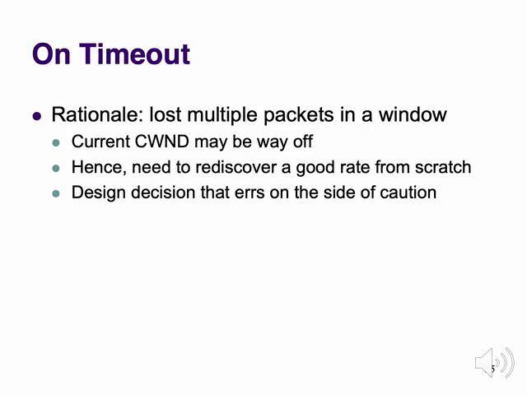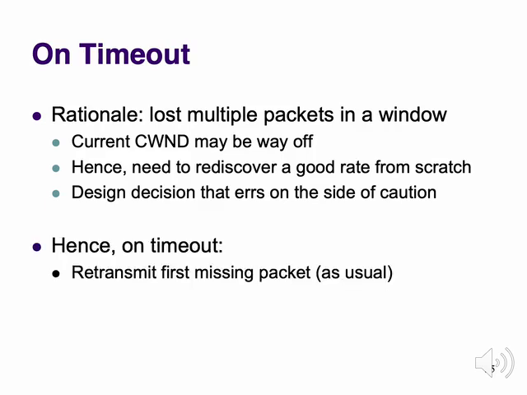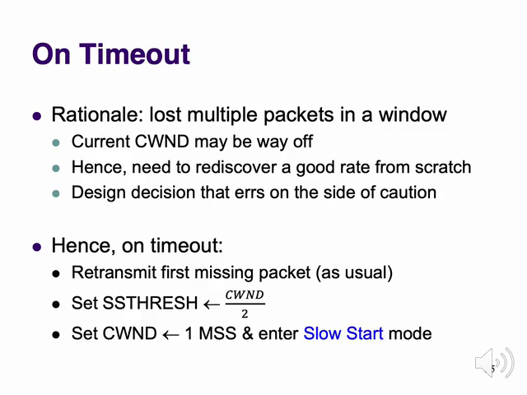It didn't have to be implemented this way. This might have been overly conservative. It's just the particular design decision TCP made, erring on the side of caution. And so on timeout, what TCP is going to do is retransmit that first missing packet. This is what we always do. It's going to set SSTHRESH to be half of the current congestion window. Remember, because this is the congestion window that has caused pretty severe loss. So it's going to remember half of that rate as being the value of SSTHRESH, or safe rate.